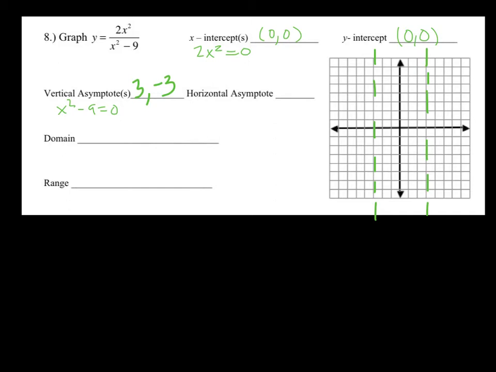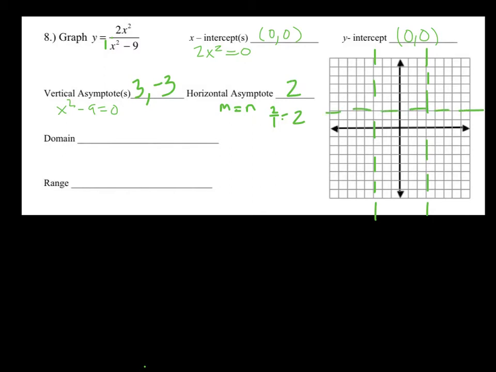And then your horizontal asymptotes, that's where you look at your exponents. So we have x squared over x squared. So m equals n. So you divide those lead coefficients, 2 and the 1 that's in front of your x squared. So 2 over 1 is 2.